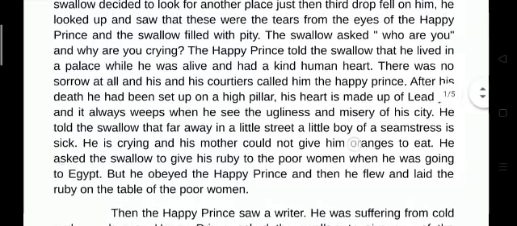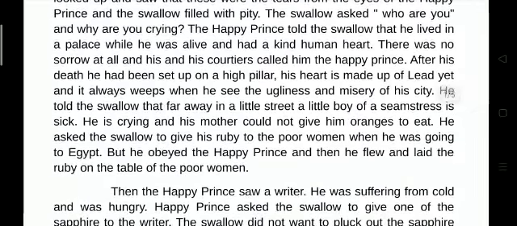The happy prince told the swallow that he lived in a palace while he was alive and had a kind human heart. Now the happy prince is telling the story: I used to live in a palace and I had a kind human heart. There was no sorrow at all. Means, there was no sorrow anywhere, and everybody was happy. And his courtiers called him the happy prince.